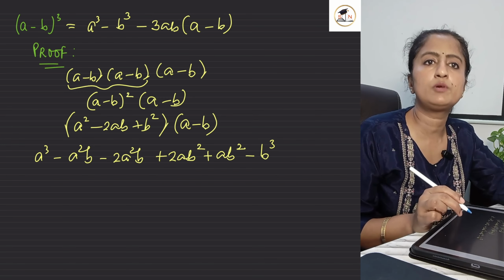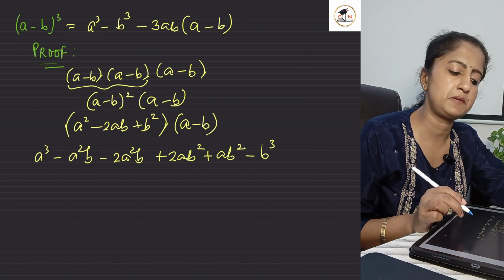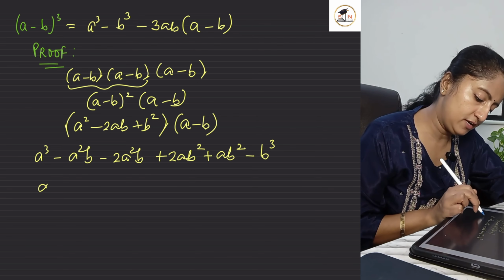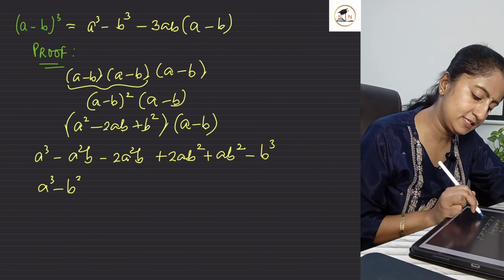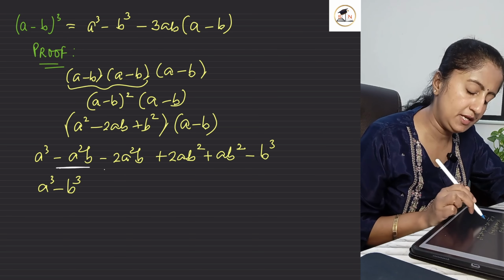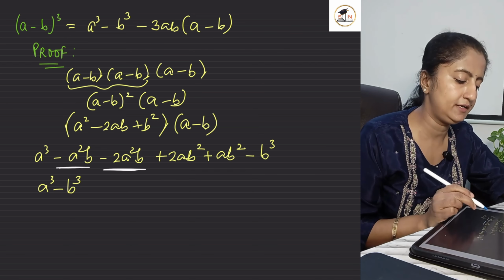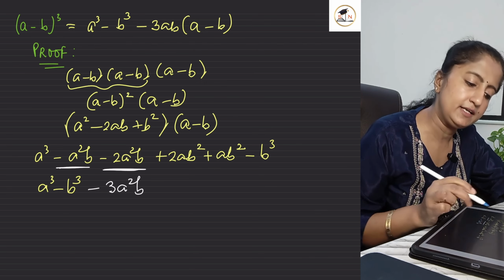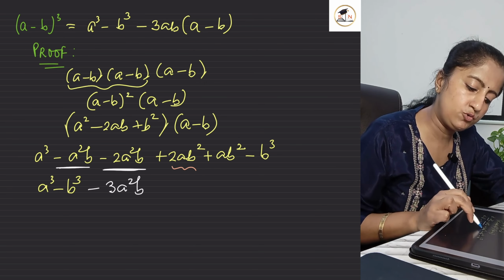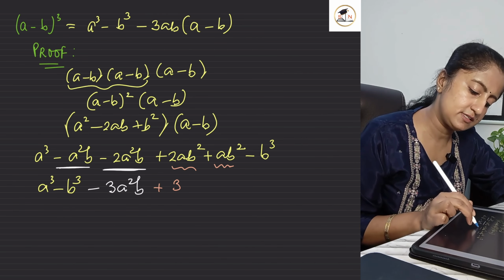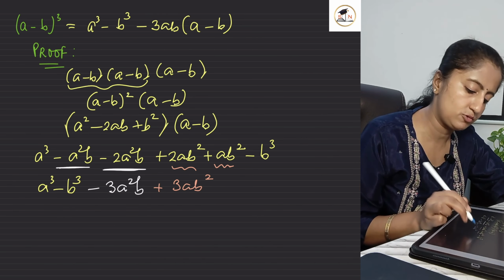So now we are going to collect the terms according to the expansion we have written on top, right? So we will write a cube minus b cube, and now minus a square b minus 2a square b, they are like terms. So we will get minus 3a square b, right? And then we have 2ab square and ab square being like, that gives us 3ab square.